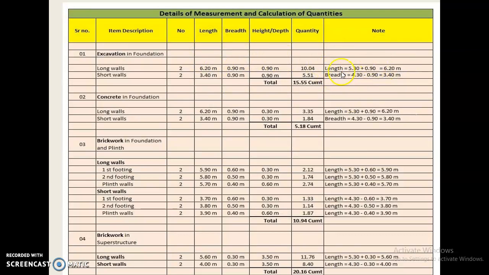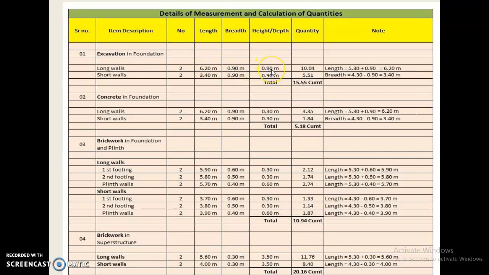Okay, actual length. So that actual length L is equal to 5.30, this is the calculated center to center length of the long wall, plus one width of that item of work. So now 5.30 plus 0.90. Now we are carrying out earthwork excavation, the width of the earthwork excavation is 0.90, that is equal to 6.20. That's why in the length column we have substituted 6.20 and the width remains 0.90.